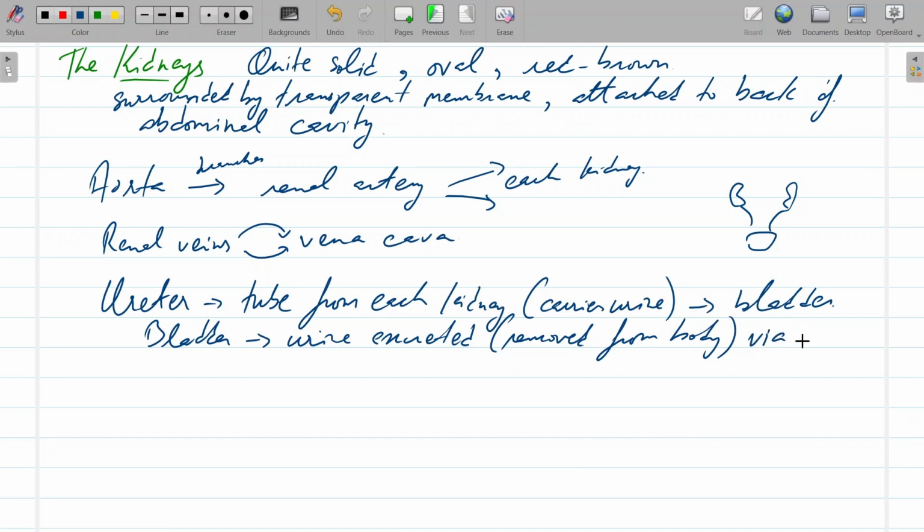Via the urethra. So that's a passage from which the urine is removed from the body, the urethra. Also, the bladder has a ring of muscles.